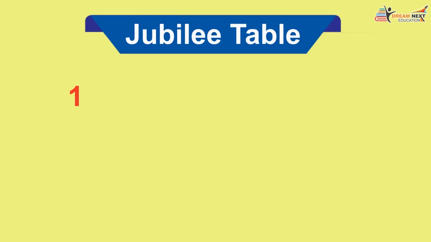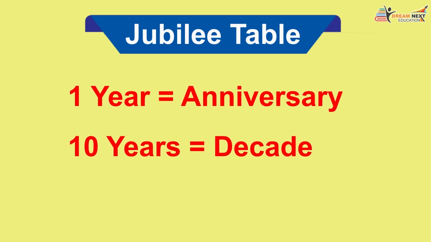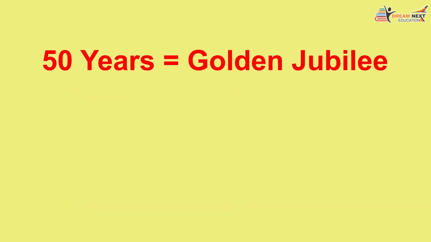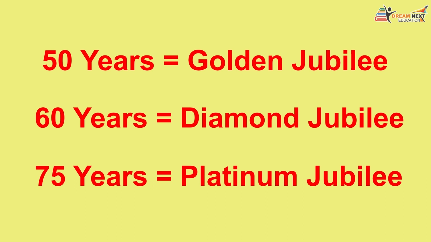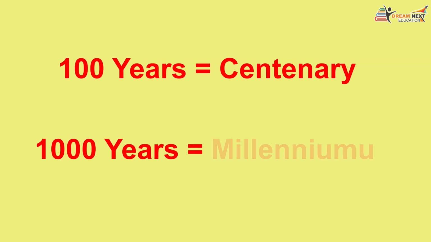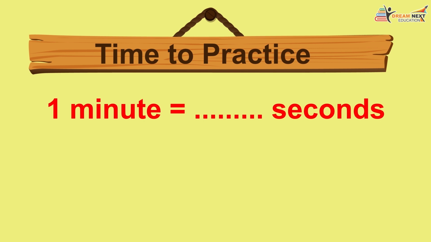Jubilee table: 1 year, anniversary. 10 years, decade. 25 years, silver jubilee. 50 years, golden jubilee. 60 years, diamond jubilee. 75 years, platinum jubilee. 100 years, century. 1000 years, millennium.